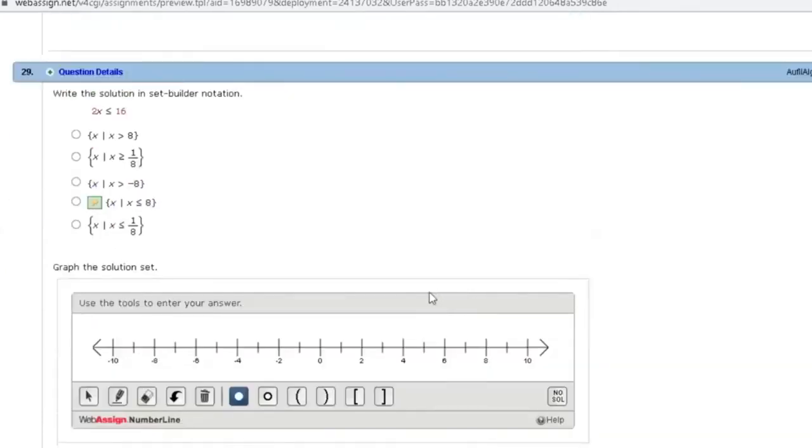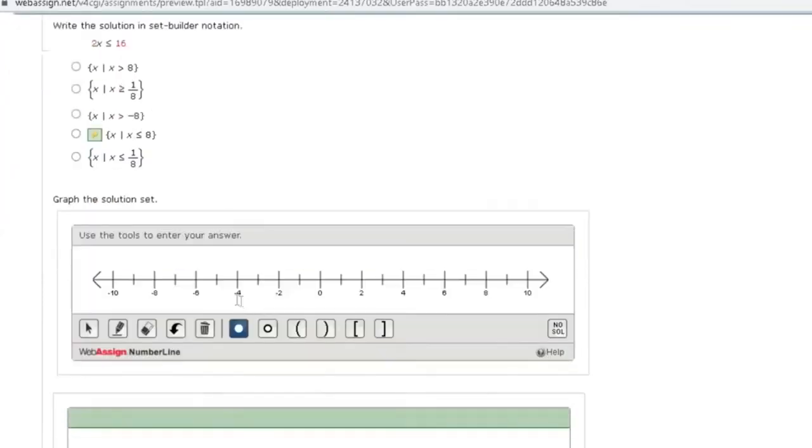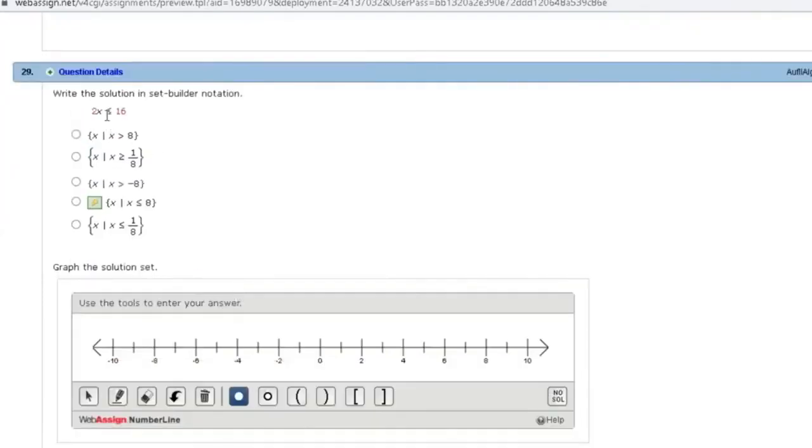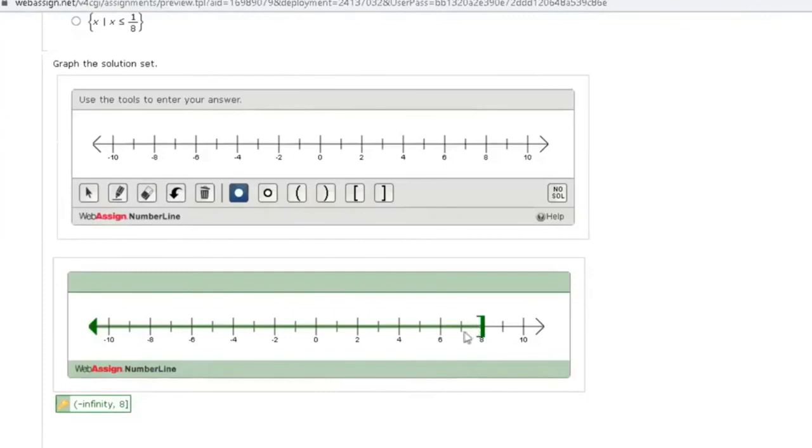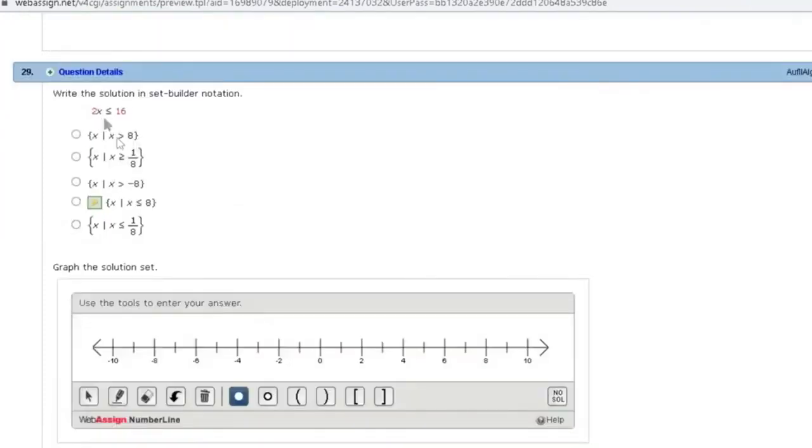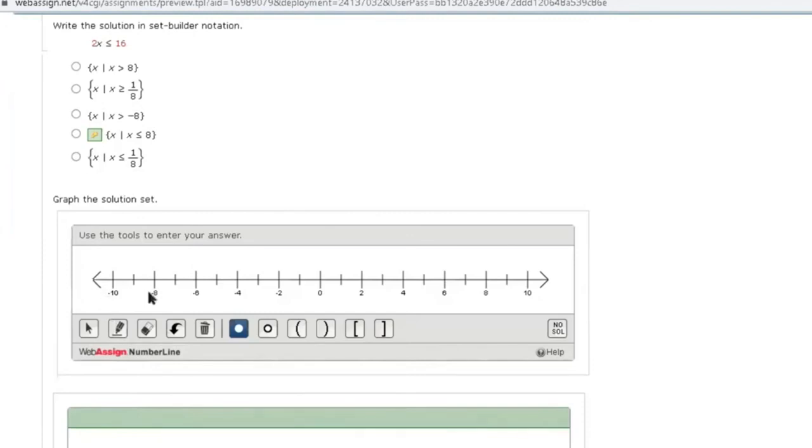For number 29, we just are dividing both sides by 2. So it'll be x less than or equal to 8. And of course, find the corresponding set builder notation for that. And graphing it, because it's less than or equal to, it'll be closed or a bracket at 8. And it'll shade to the left.